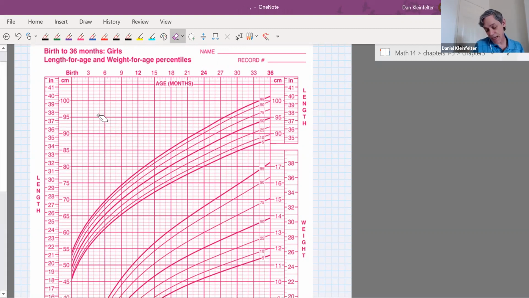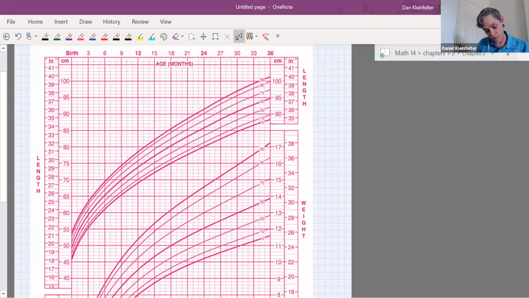Okay, so how to read the chart. Let's say that you have a child that is 12 months old. So 12 months is right here. The first set of bands is for length, the upper set of bands. Right here, circled in blue, are the important values for a 12-month-old.